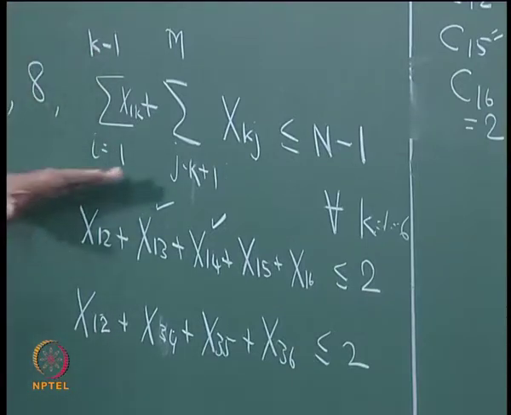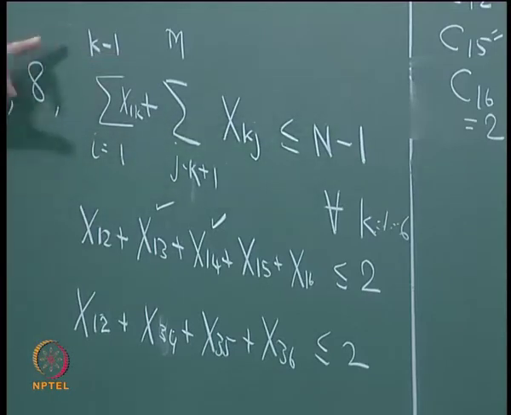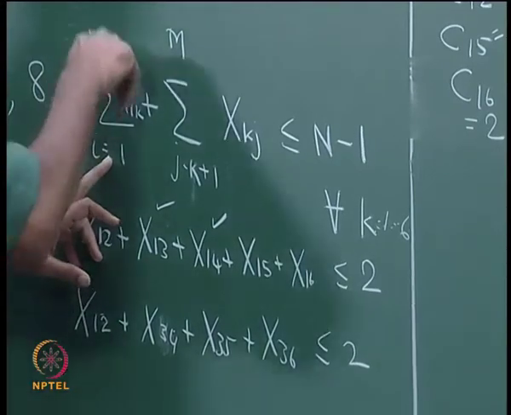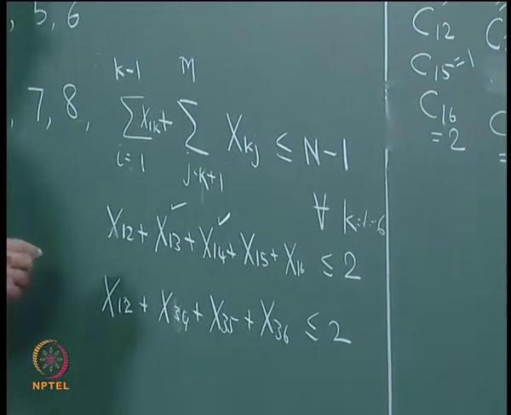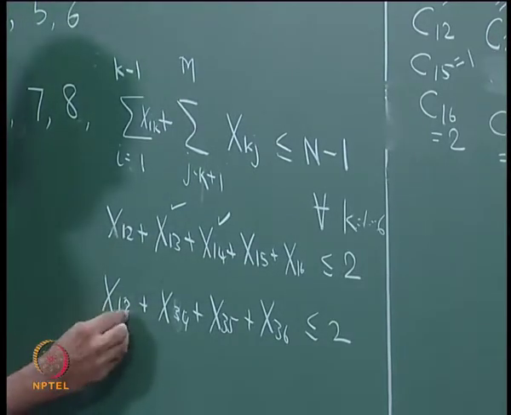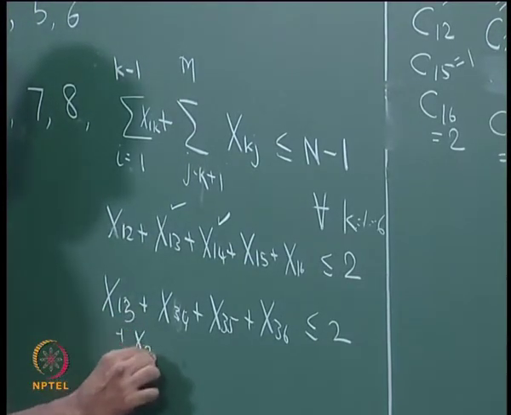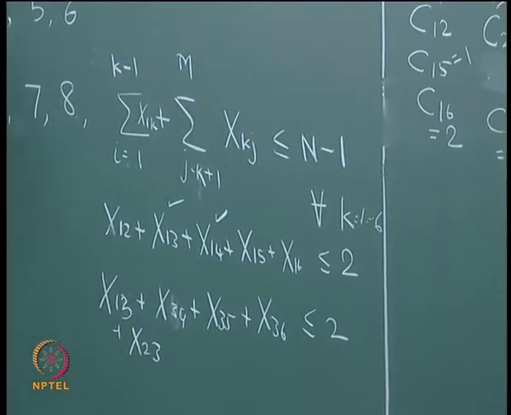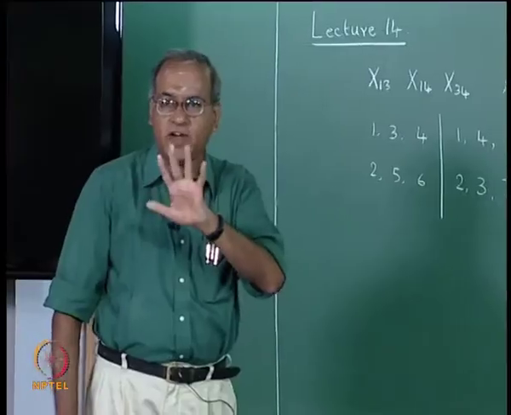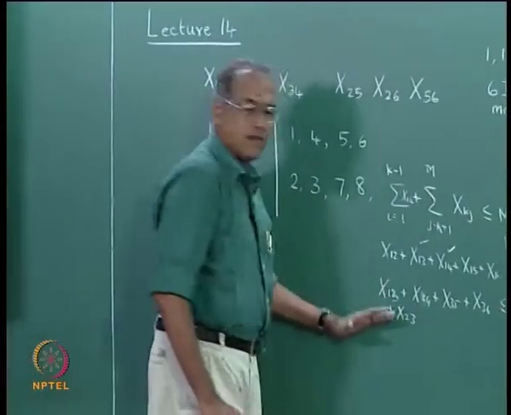When k equal to 3, the sum over i equal to 1 to 2, so there are 2 terms. So, x13 plus x23 plus x34 plus x35 plus x36 is less than or equal to 2. So, there have to be 5 terms in each constraint.